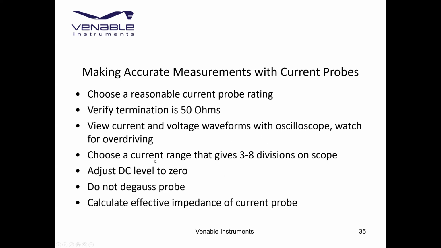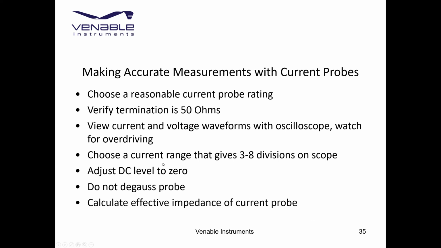And I choose the current range that gives you 3 to 8 divisions on the scope. That's including the DC offset. Usually those current probe amplifiers have good dynamic range. They're pretty sensitive, so they'll still pick your signal up even if you are set at a higher range.